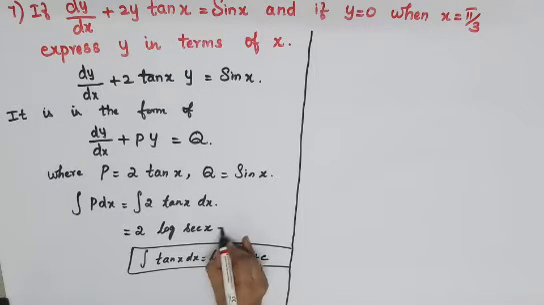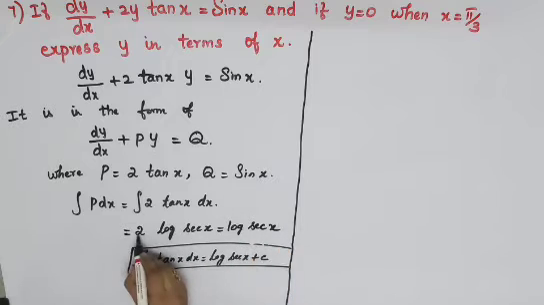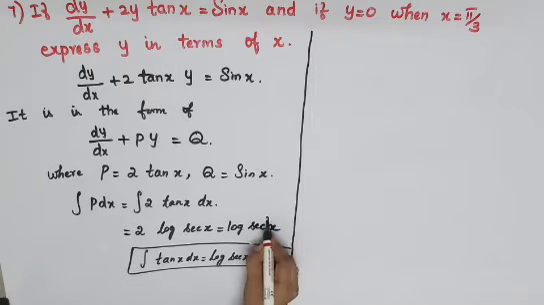So the next step is here itself I will just write log secant x. This 2 I will just take to the power, so it is secant square x.